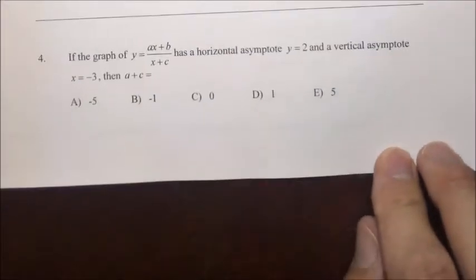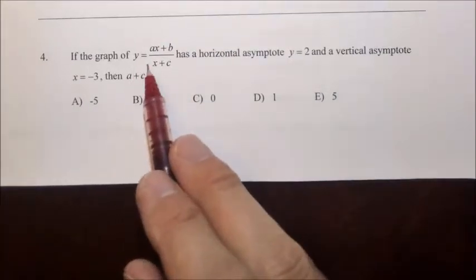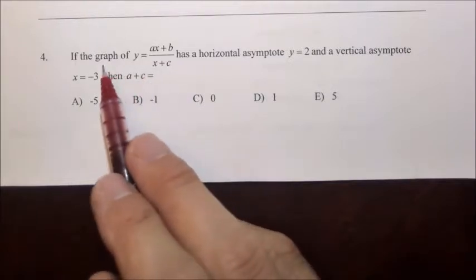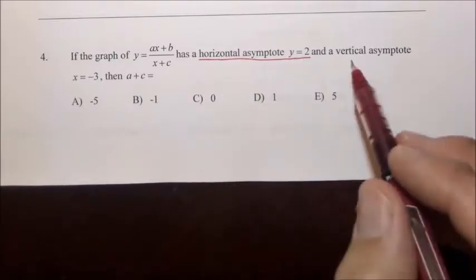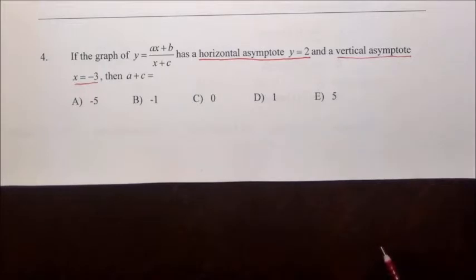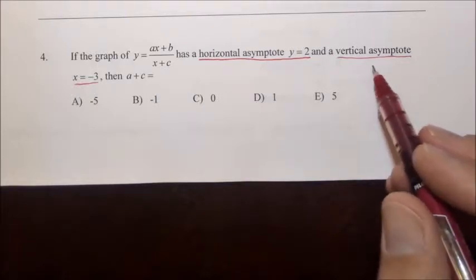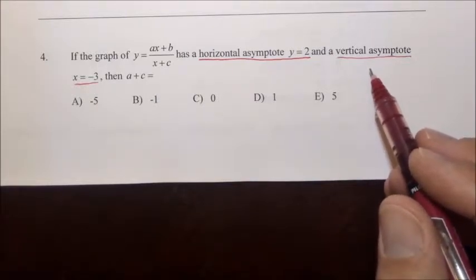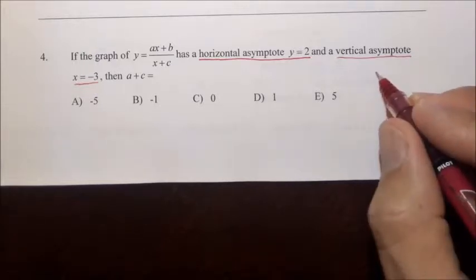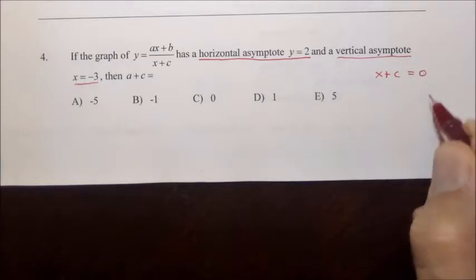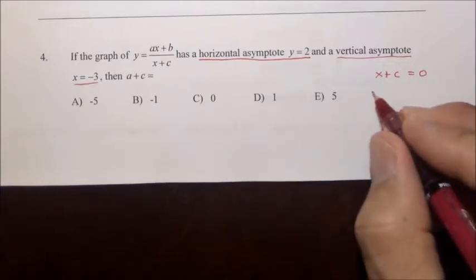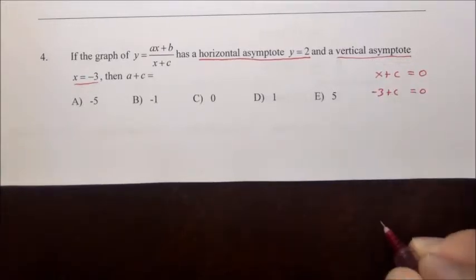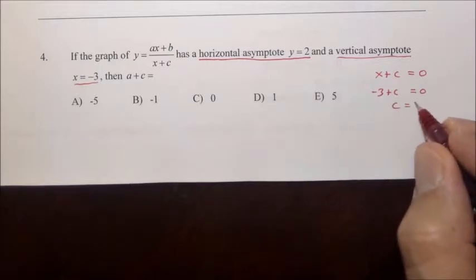Okay, last problem on this page. Here's our function y equals (ax plus b) over (x plus c). The graph of this function has a horizontal asymptote at y equals 2 and a vertical asymptote at x equals negative 3. We have to figure out what a plus c is. Let's start with the vertical asymptote because that's our pre-calculus. For vertical asymptotes, we're looking for the denominator to be equal to 0. So x plus c must be equal to 0, and we know x is equal to negative 3 at the vertical asymptote. So negative 3 plus c is equal to 0. Add 3 to both sides, and c is equal to 3.